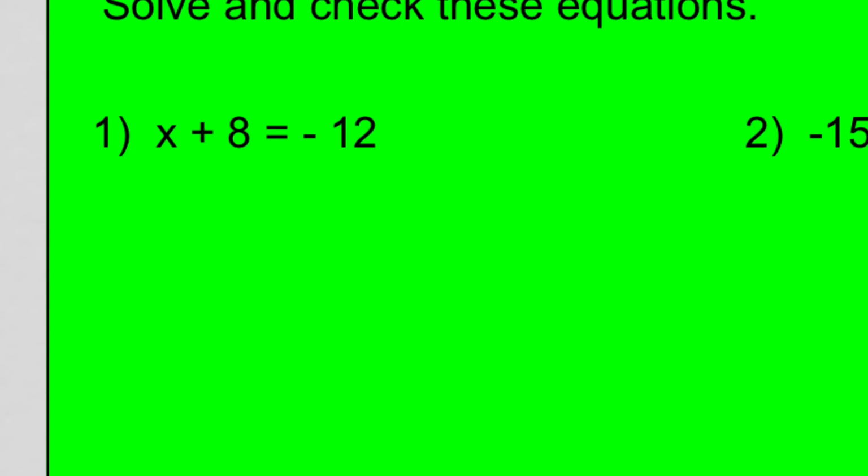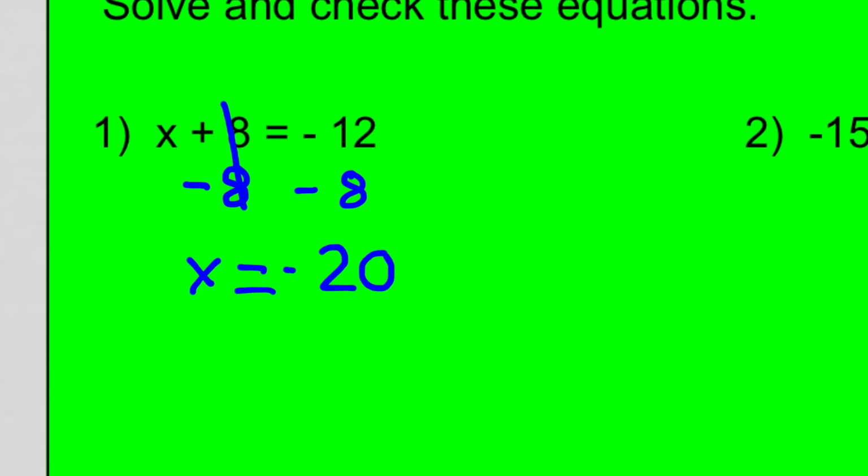So in this case, to get the x by itself, I want to make the positive 8 go away, and I'll do that by subtracting 8. And if I do it to that side of the equal sign, I have to do it to the other side. And positive 8 minus 8 goes away, and I'm left with x equals negative 12 and negative 8. The signs are the same, so I add them, and I get negative 20.